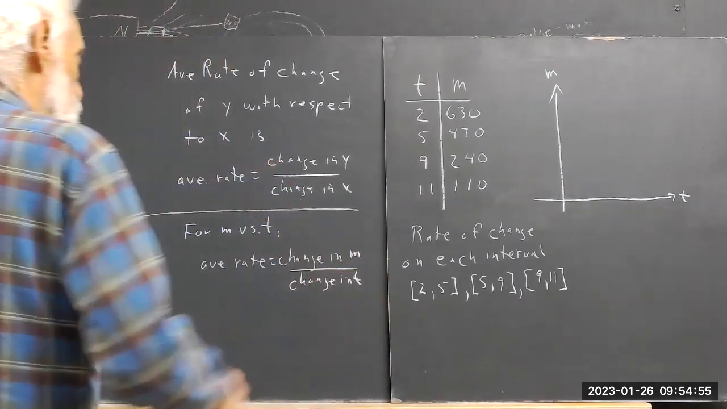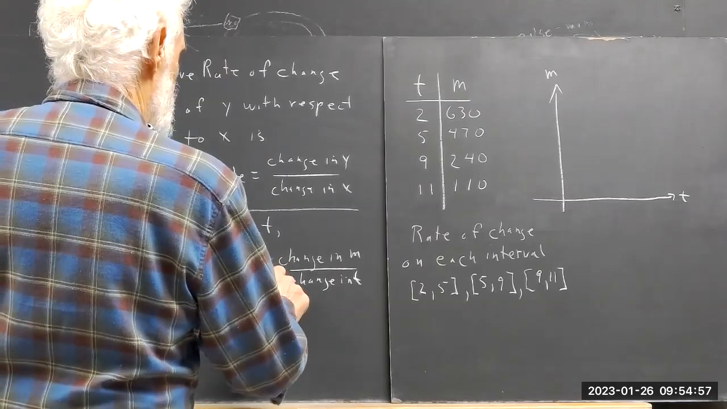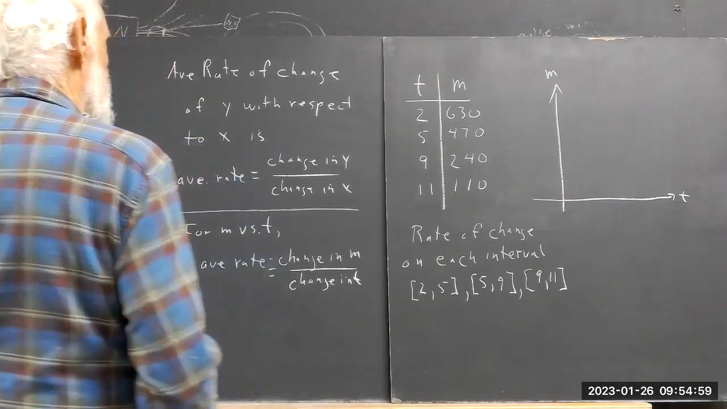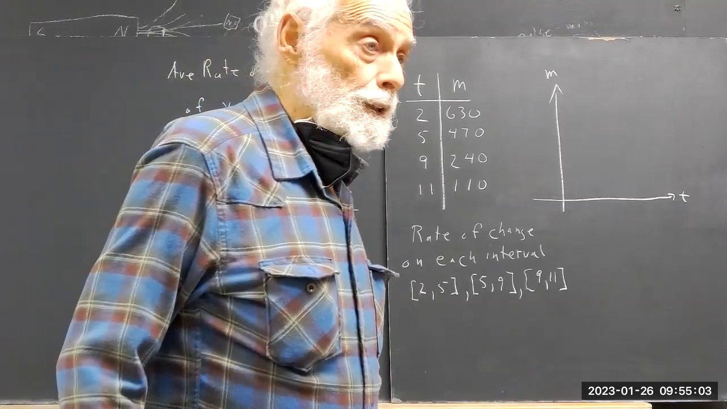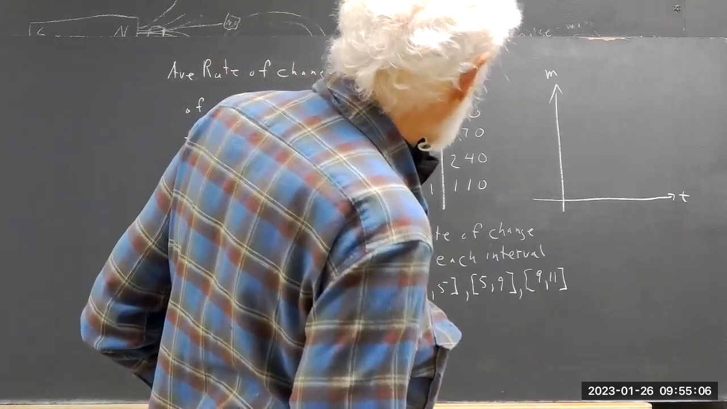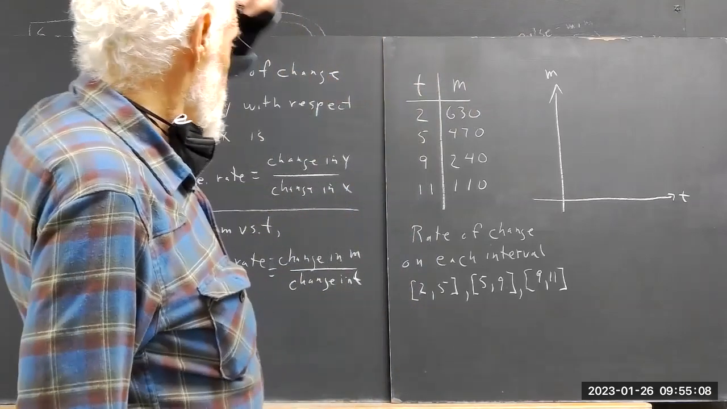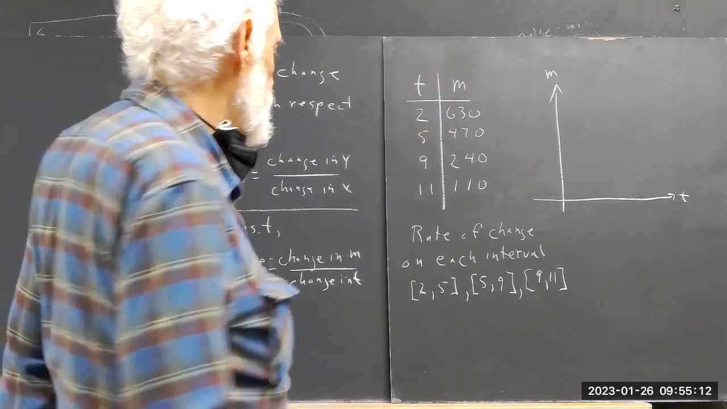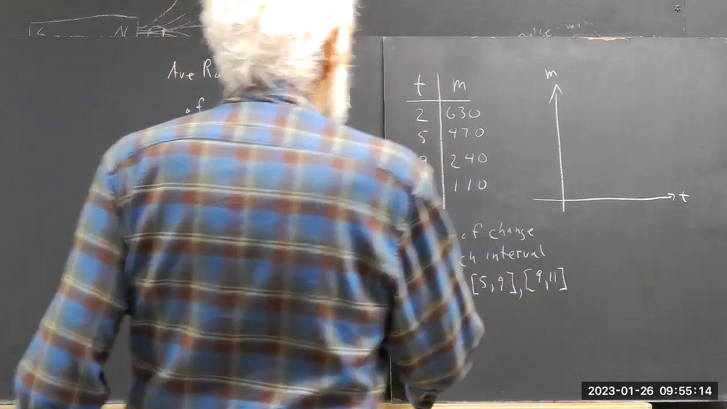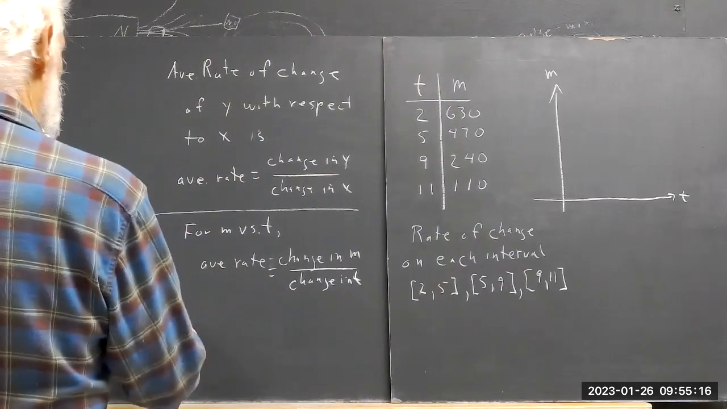I didn't write that out very well, didn't line it up very well. But it's a change in M divided by the change in T, same idea. And why does that make sense? Well, let's look at it. From 630 down to 470. Okay, on the interval 2 to 5.